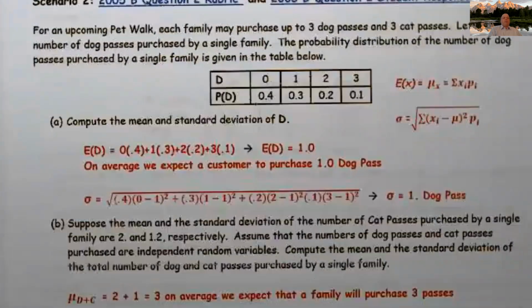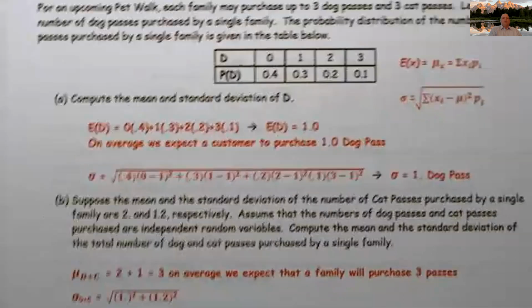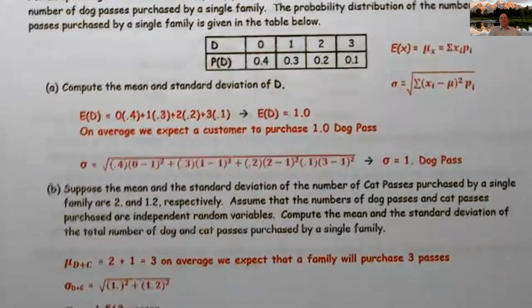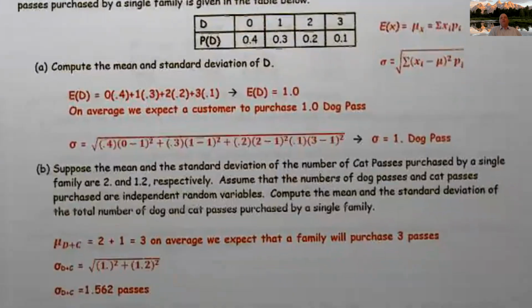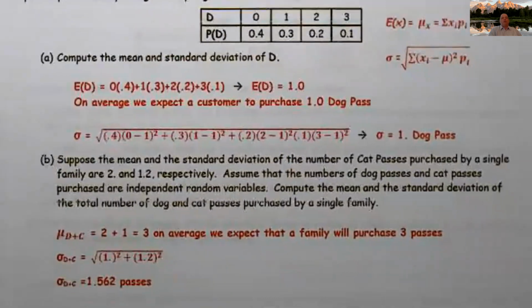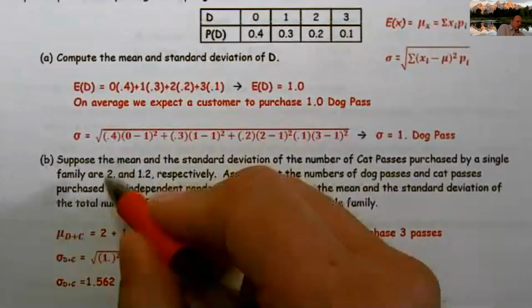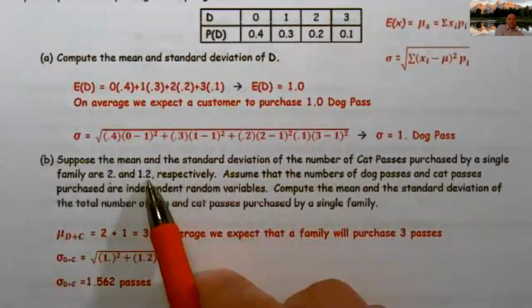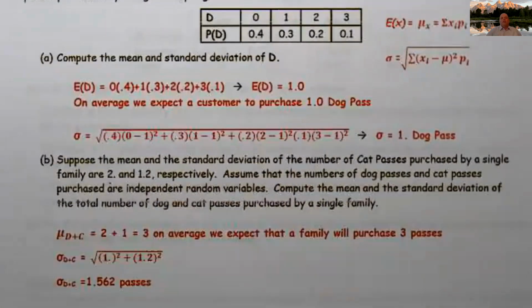So suppose that was for dogs. Suppose the mean and standard deviation of the number of cat passes purchased by a single family are 2 and 1.2. So they're telling me this is my mean, this is my standard deviation. Assume that the number of dog passes and cat passes are independent random variables. I'm going to talk about this for just a second in a moment. Compute the mean and standard deviation of the total number of dog and cat passes purchased by a single family.